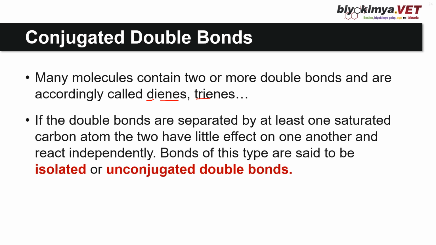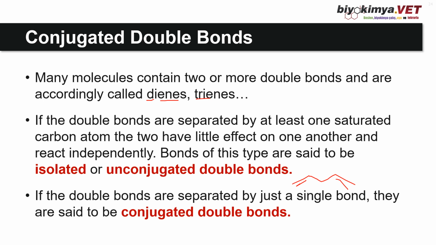If the double bonds are separated by at least one saturated carbon atom, the two have little effect on one another and react independently. Bonds of this type are said to be isolated or unconjugated double bonds. Conjugation occurs whenever p orbitals can overlap over 3 or more adjacent atoms. In unconjugated double bonds, the pattern is, for example, one double bond, then a single bond, and then one double bond. There is a separation between the two double bonds, so they are isolated, and they can react independently.